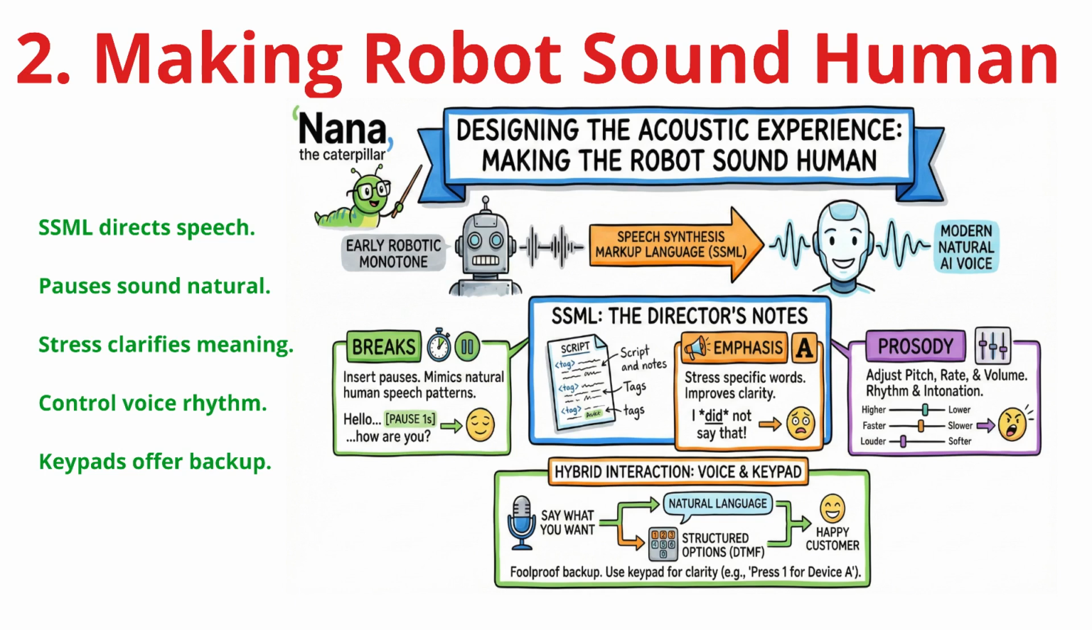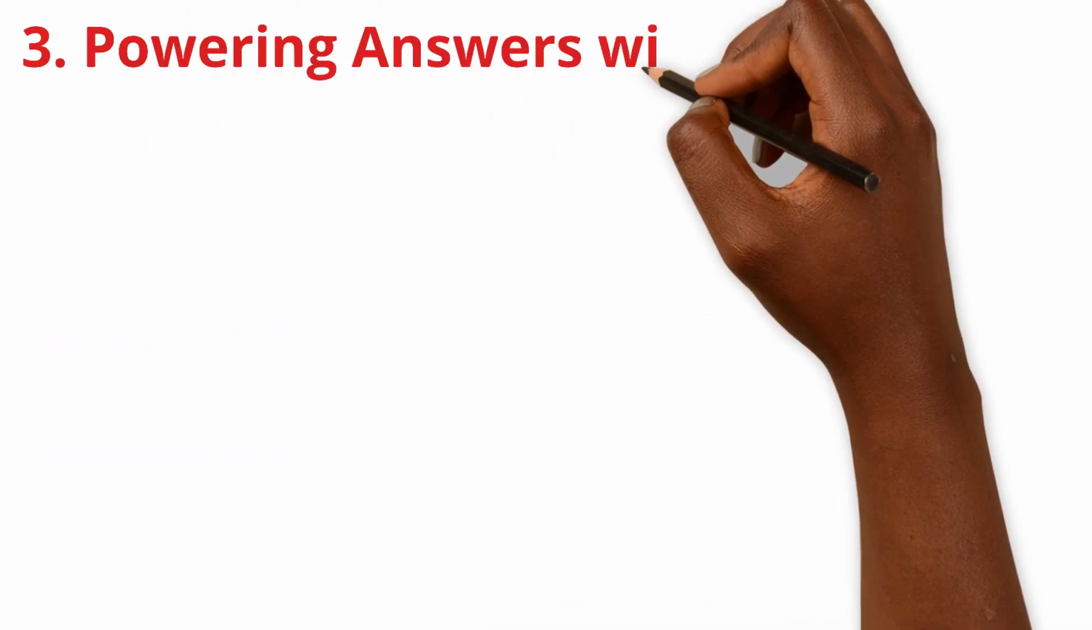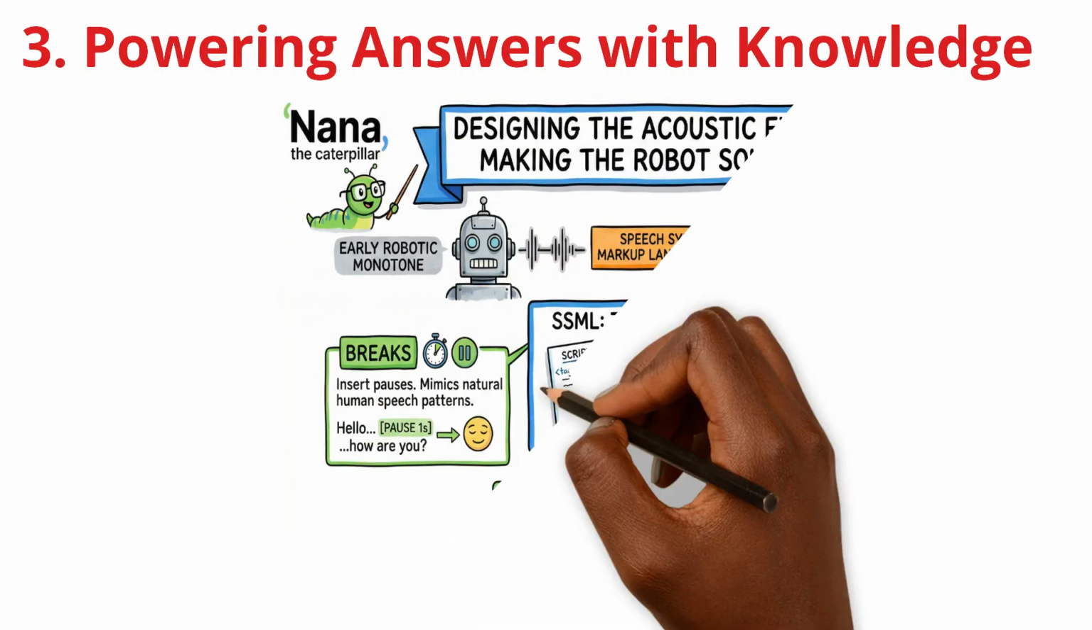Perhaps most powerfully, we can control prosody. This allows us to adjust the pitch, speaking rate, and volume to create natural rhythm and intonation. Furthermore, a good acoustic design often uses a hybrid approach. By blending natural language with structured keypad options, DTMF, we ensure the customer always has a foolproof backup way to communicate. A voice agent that sounds human is useless if it doesn't know anything.